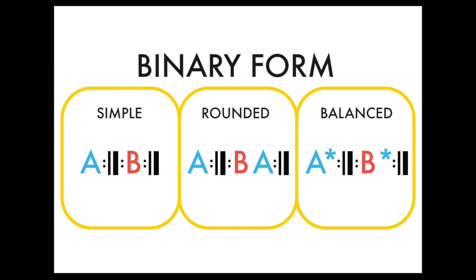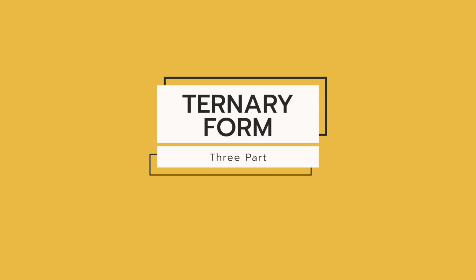We've got simple binary, which is just A and then a contrasting section of section B with no repeat material. Rounded binary is A, B, A, where B and the return of A are repeated together or grouped together, and the return of A is the beginning. And we've got balanced binary, which is an AB form again, with the end of A returning at the end of the piece. Our final form is ternary form.